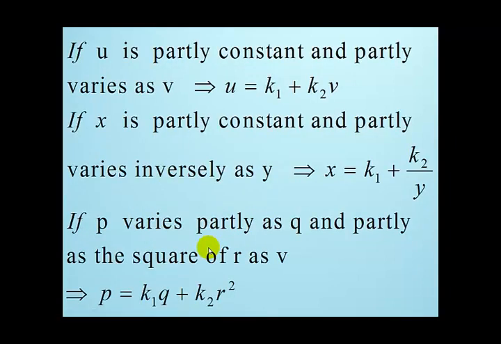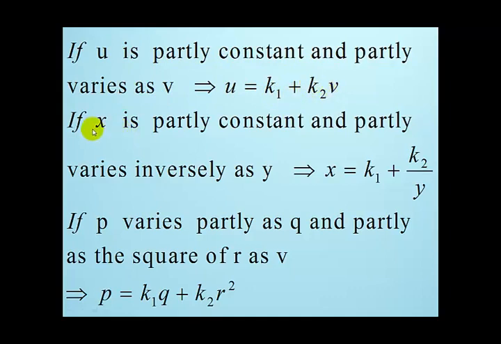Now, if U is partly constant, it means that U is equal to K1, that's the first constant of proportionality. And at the same time, it partly varies as V. That will be the sum of the second variation, that is plus K2V, where K2 is also a constant of variation. So U is equal to K1 plus K2V.